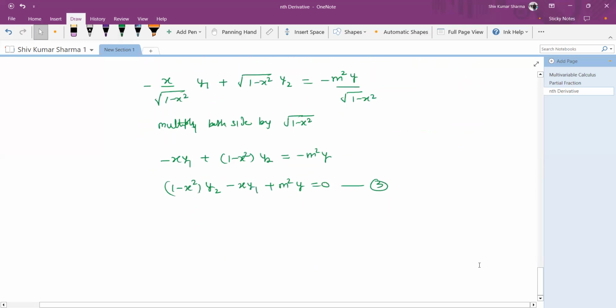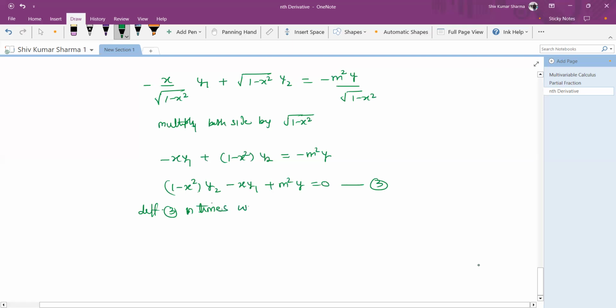So when we get the second derivative, now we differentiate 3 n times with respect to x. Because we need y(n+2), the second derivative we have already calculated, so now we calculate the nth derivative. Similarly, we do the same thing. The algebraic function 1 minus x square we take as v, and y2 as u. Similarly for the second term, we treat x as v and y1 as u. So we apply the theorem.